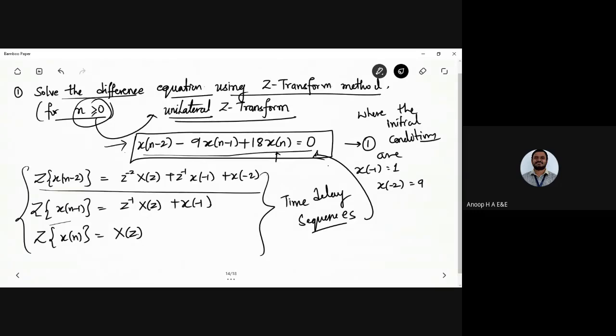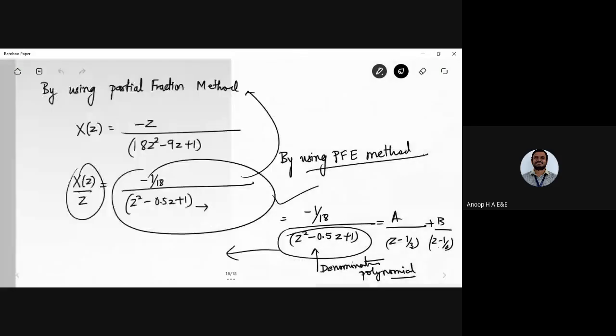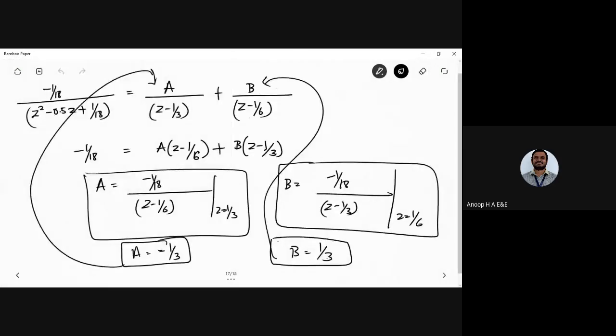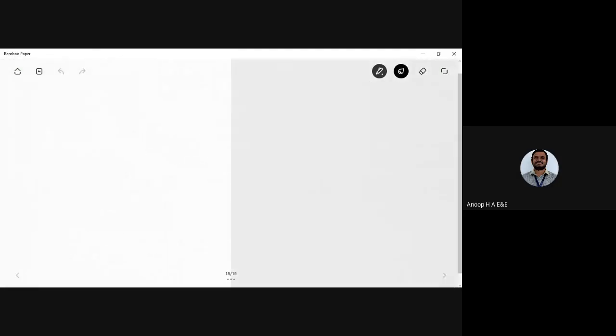So taking the z transform by the unilateral z transform, I can write the z transform for these delayed sequences, x of n minus 2 and x of n minus 1, which are said to be the delayed sequences there. Okay, so you can go through the approach once and you can proceed to the next problem. Let me proceed to the next problem here.